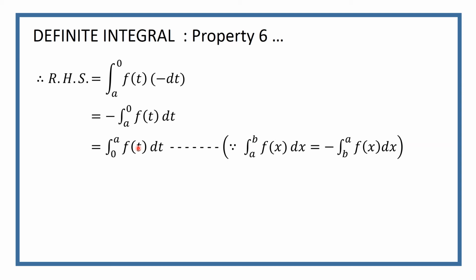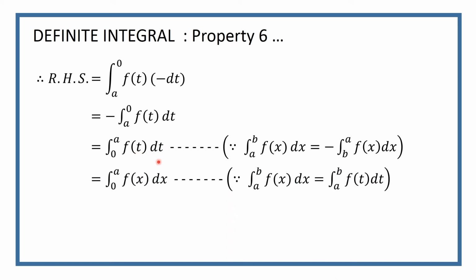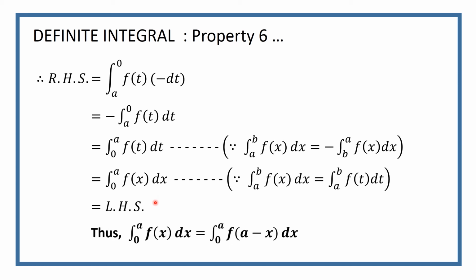Now, as a definite integral is independent of the variable, we can write x instead of t. So we can use property number 3 of definite integration, integration a to b f of x dx equal to integration a to b f of t dt. So we can write this as integration 0 to a f of x dx, as a definite integral is independent of the variable. So this is your LHS. So we have proved that integration 0 to a f of x dx equal to integration 0 to a f of a minus x dx.